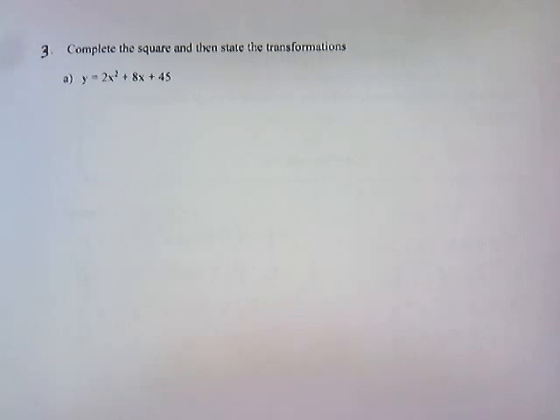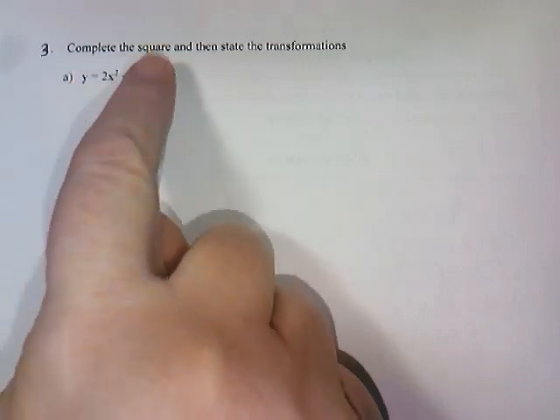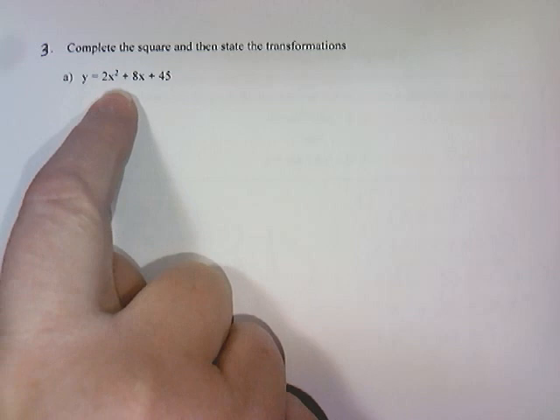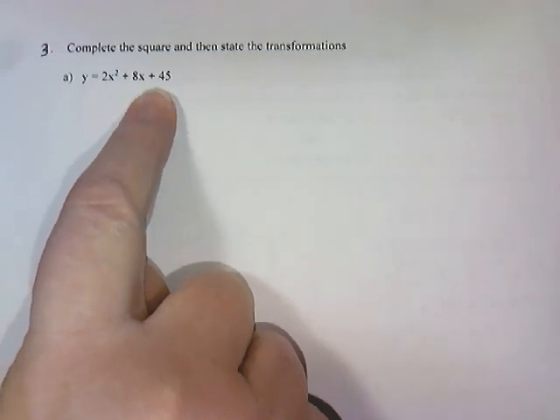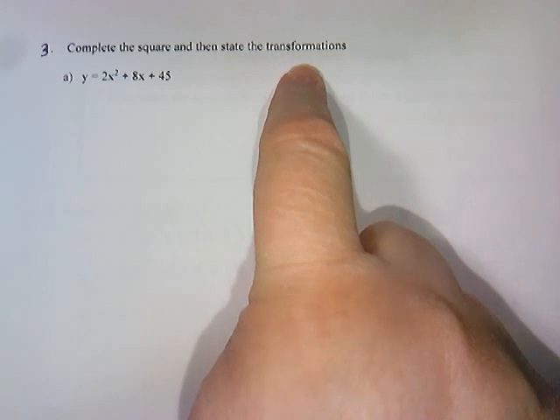All right, grade 11s, this is part 4 of our lesson on completing the square. And hopefully this part will go a little bit faster now that we've actually done an example and I have my steps to follow. So it says complete the square and then state the transformations. So I have y equals 2x squared plus 8x plus 45. This is currently standard form. I want to put it in vertex form so that I can actually tell what the transformations are.